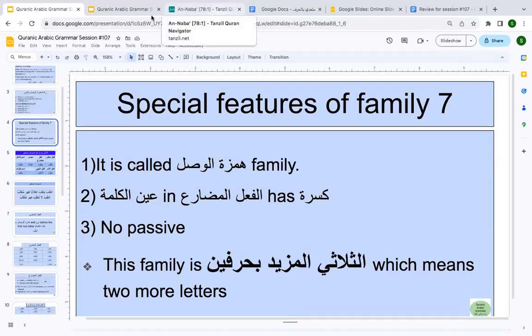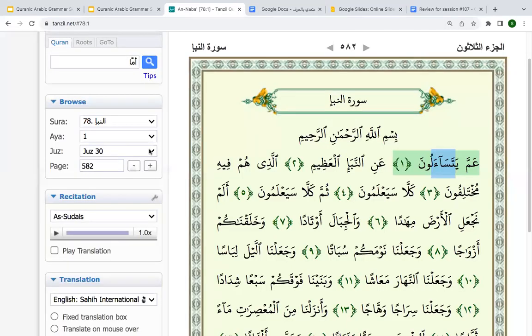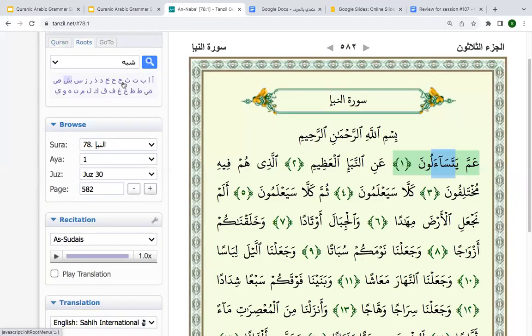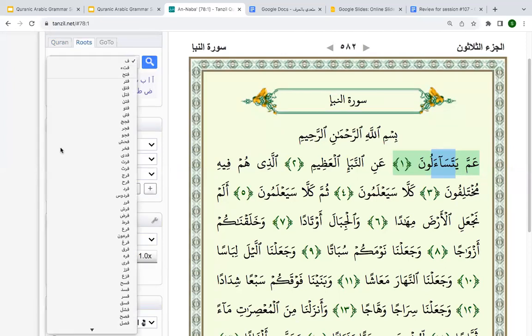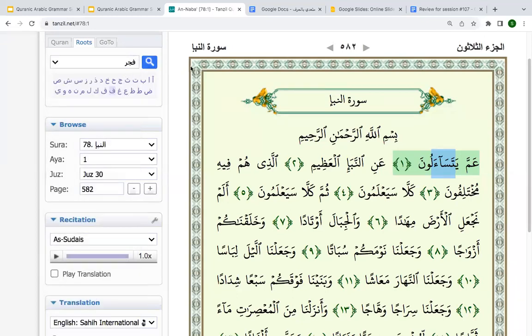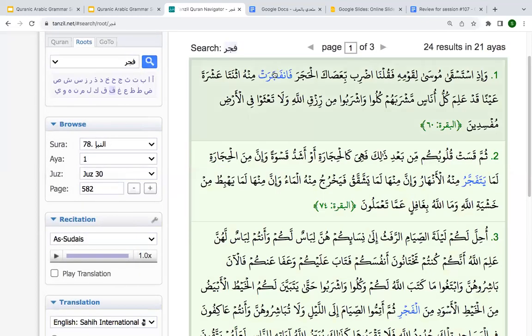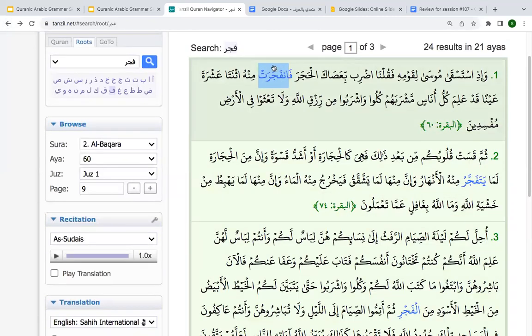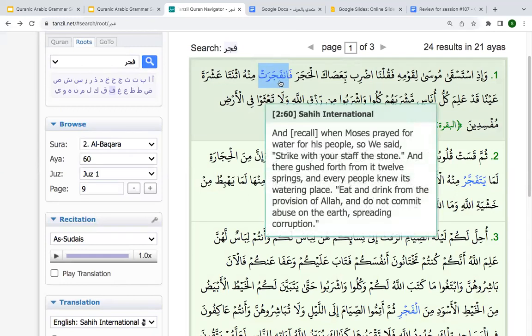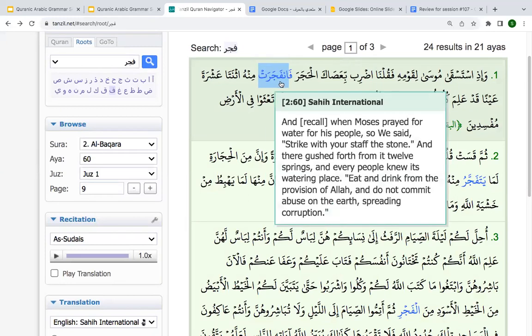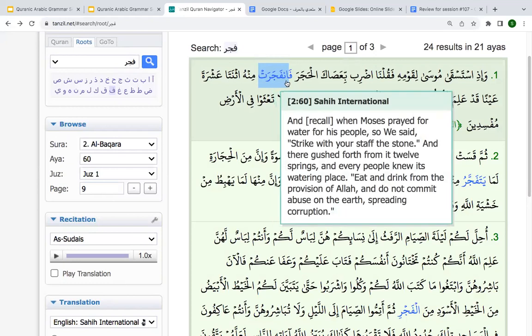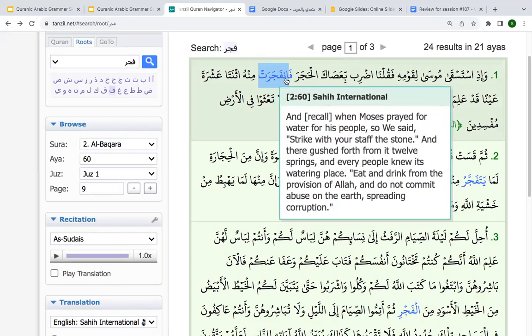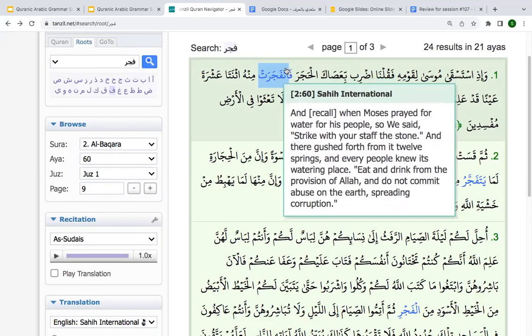Let's do some practice and see if you really understood it, okay? Inshallah. Bismillah Rahman Rahim. So let me take you to this word. Bismillah. What do you think? Where is this coming from? Seven. How did you determine that? What helped you determine? The noon. Very well done. And then there's also a hamzatul wasl.